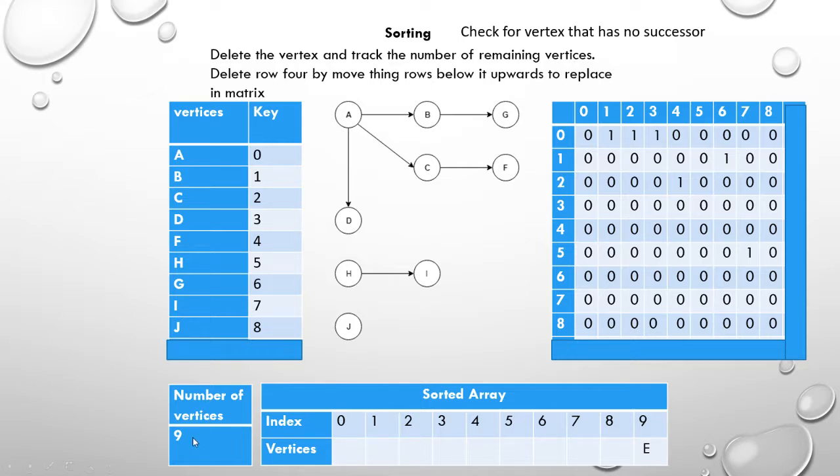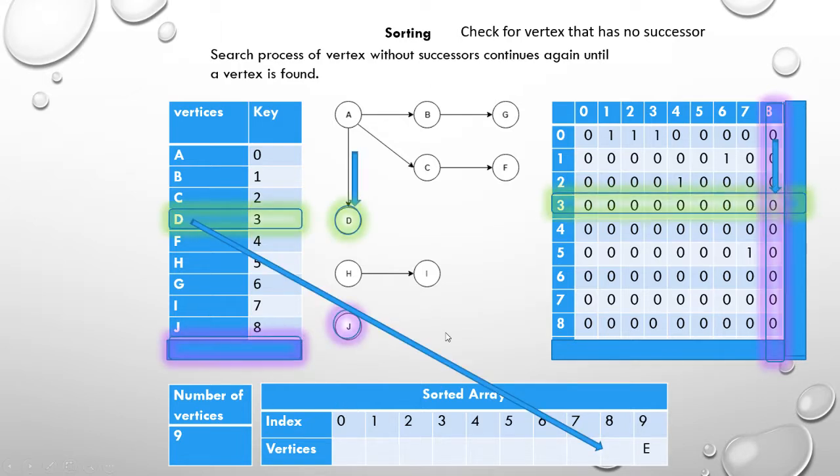Then the number of vertices has now reduced from 10 to 9. So it is also good to keep track of the number of vertices remaining, so that the system can be able to find the correct values and perform the correct operations. So we are now going to find again, using the same criteria.